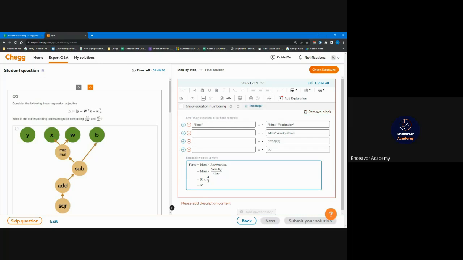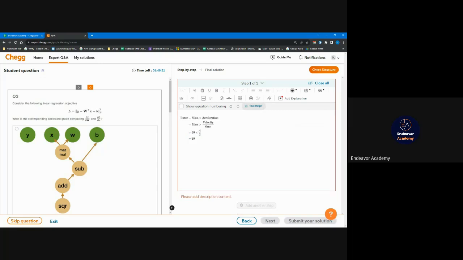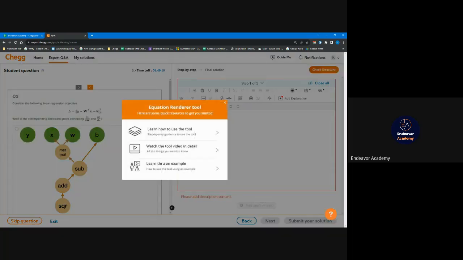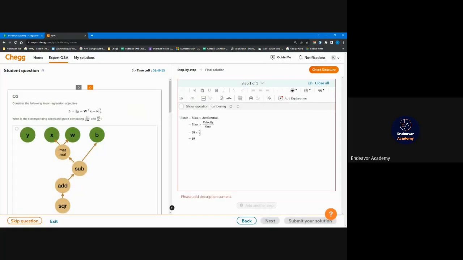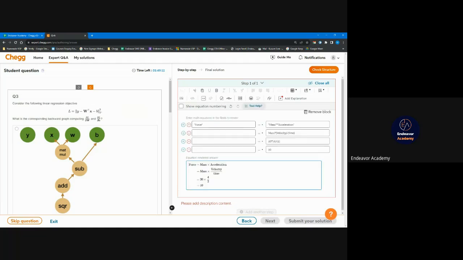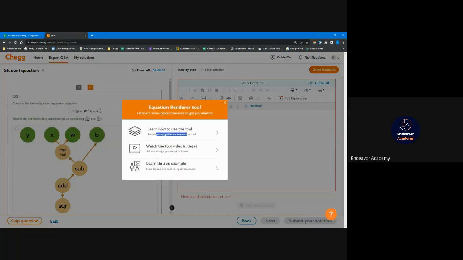Whenever we are using any tools, we can also access the tool help button. If I click on this blue tool help button, I will get two or three kinds of options for that particular tool. Here I can click on this button, and it will take me through the overview, with step-by-step guidance through on-screen instructions.